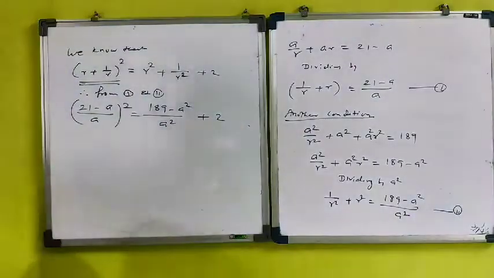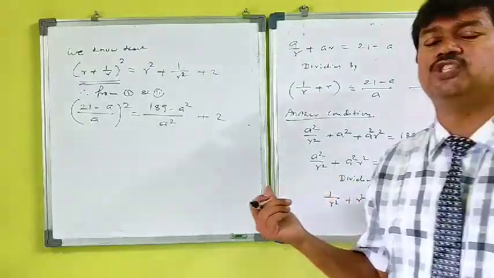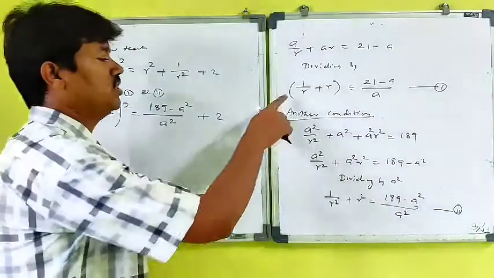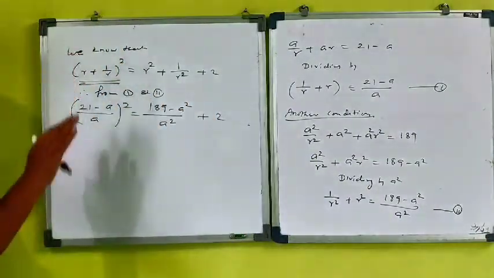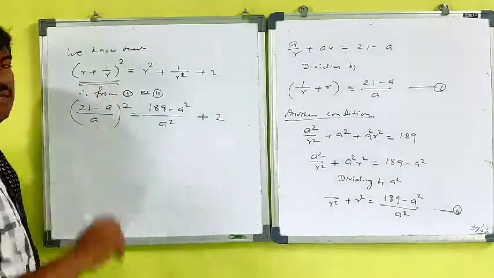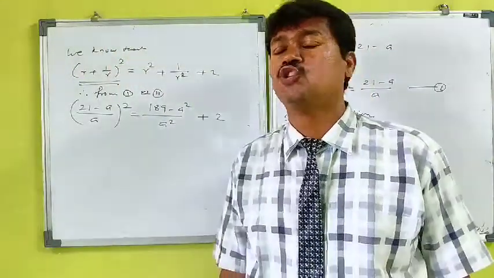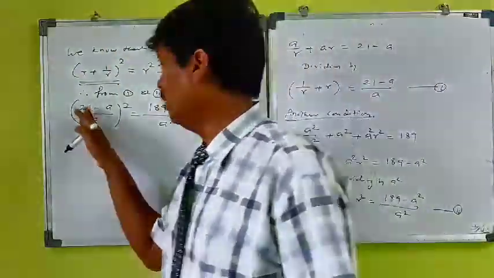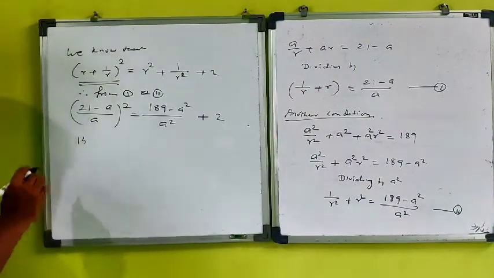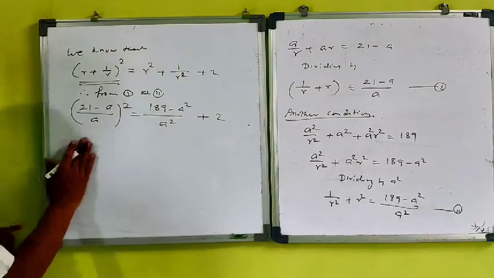So here there is now only one variable, so we can solve this equation easily. Understood? This is the standard formula, R square plus 1 upon R square plus 2, because we applied the A plus B whole square formula, A square plus B square plus 2AB, there. So by using that formula we get this one. So now what is this? 21 square is 441, sorry.